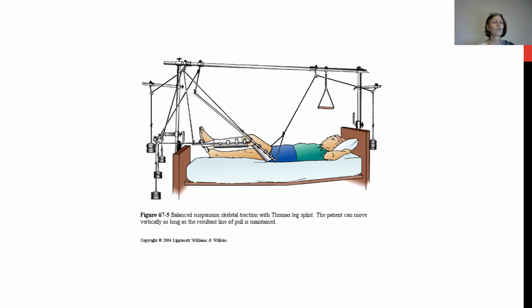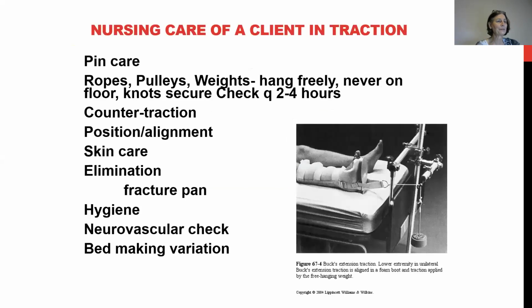So you just want to make sure that you're taking good care of your patient, and you're taking good care of their skin. You're going to be assessing their back and their hips and their ears and the back of their head because they're on bed rest. We're looking for skin breakdown. That's all part of that great nursing care that we do on every patient that's immobilized. So, nursing care of a patient in traction.